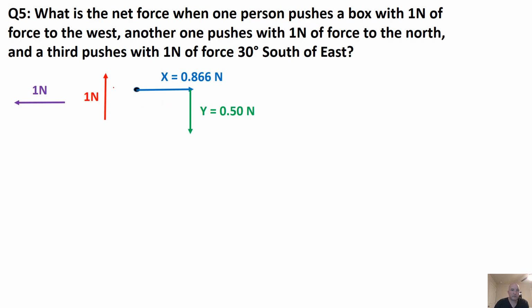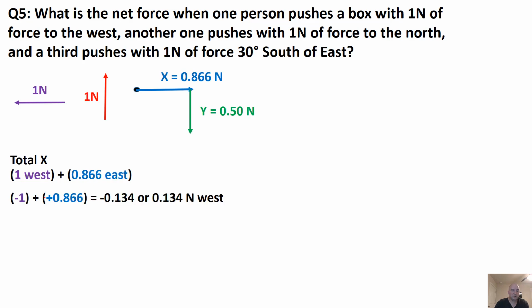We want to figure out a total x, so we want to get this and this and put those together. So to get total x, we're going to say 1 west and 0.866 east. We have to use direction signs, so we'll say west is negative. Add those together and you get an overall negative answer, which ends up being 0.134 newtons west.